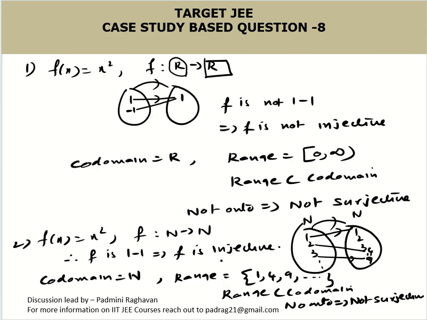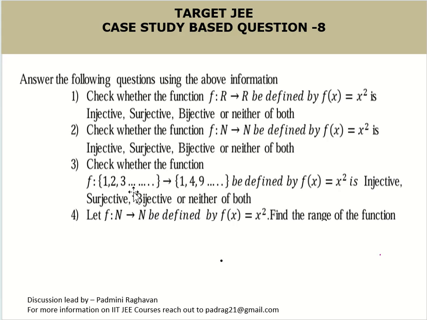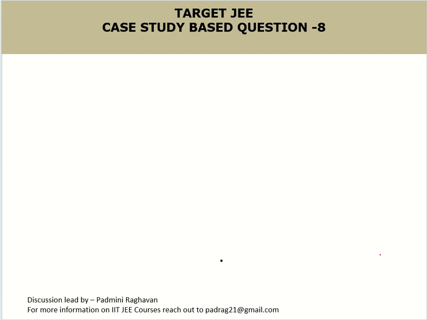So initially, when it was from R to R, it is neither injective nor surjective. When they changed the domain and the codomain to natural numbers, it became injective, but now it is not surjective. So obviously it is not bijective. The third one, they have made another change. They have changed the codomain as 1, 4, 9, etc. So the third subdivision is the same function f of x is equal to x square and f is defined from 1, 2, 3, all the natural numbers to 1, 4, 9, etc. Squares of the natural numbers.